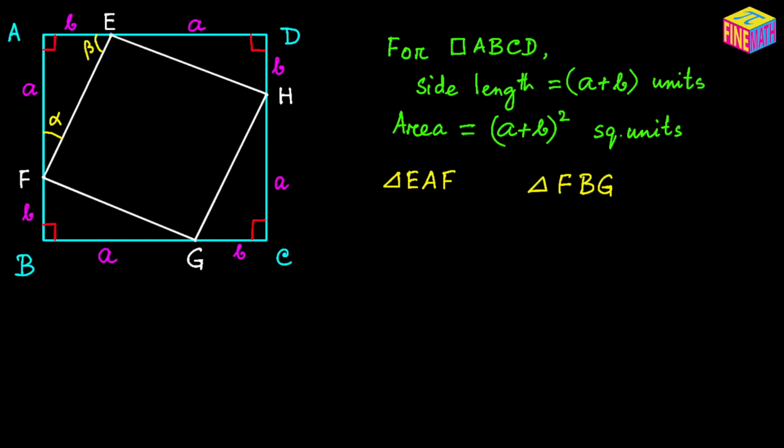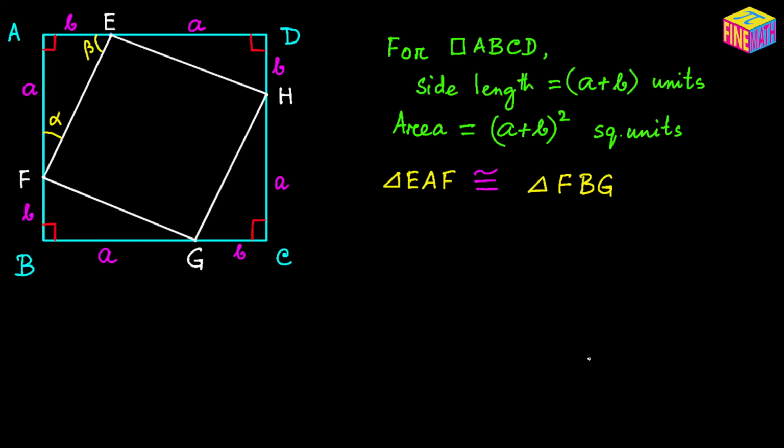And then the side EA is equal to the side FB, and similarly the side AF is equal to the side BG. So here you can see we have two triangles where the corresponding sides are equal and the angle between the corresponding sides is also equal. That means these two triangles are congruent triangles. By the side angle side property of congruence, we can say that these two triangles are congruent. So I'm going to indicate it like this. We'll say these two triangles are congruent.